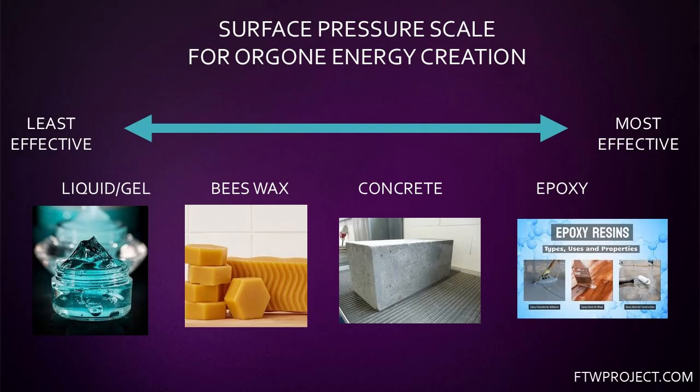So what you're looking at here is a chart that I created because we've been asked, can't you make orgonite out of liquids and gels and beeswax and concrete? We're showing you that when you use these different ingredients to make an orgone energy composite, you're going to have more effective, meaning more surface pressure on the ingredients, and you're going to have less effective, or less surface pressure on the ingredients. So on the left side, the lowest surface pressure is a liquid or a gel.